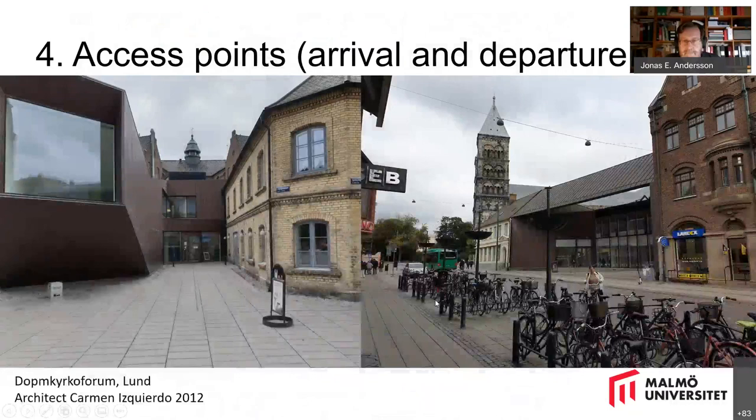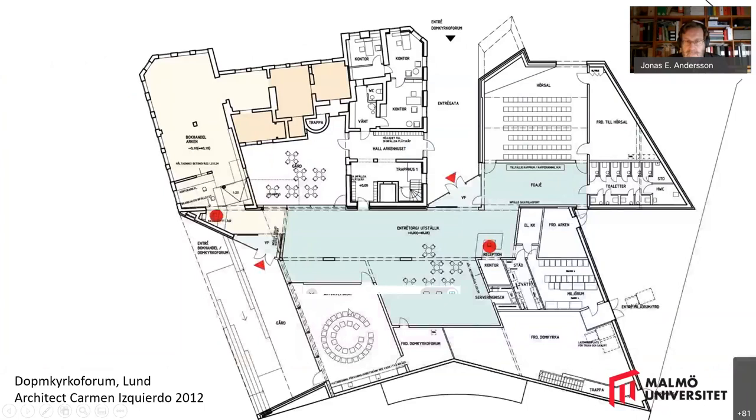And here you can see the different entrances to the building. To the left, you have this access point where you can enter a small square between the cathedral and the visit center through a taxi. And on the other side, to the right, you have the access point from the street. And if we have a further analysis of these access points, you can see that one of the access points can be labeled as level free access.